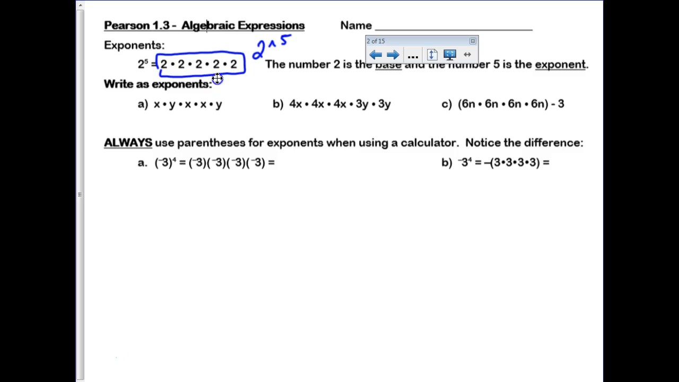We can do the same thing with monomials that are variables. So here we have x times y times x times x times y. So if I look at how many x's are being multiplied together, there's 3 of them, so that would be x to the 3rd power, and then y times y is y to the 2nd power. Order doesn't necessarily make a difference in that question. You could write the y's first.